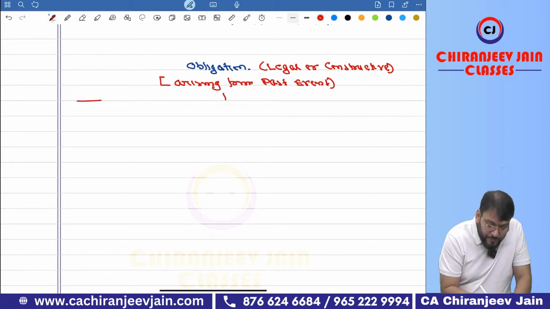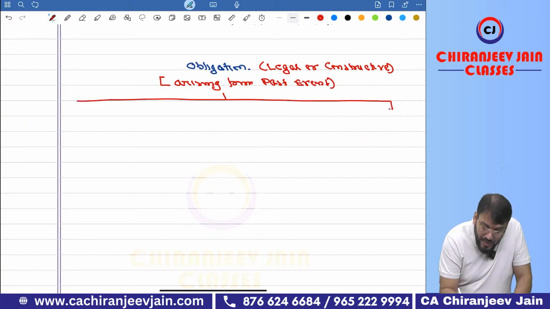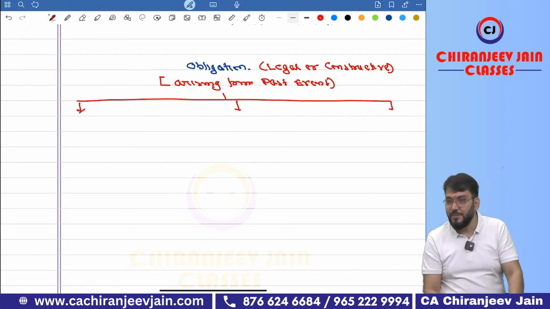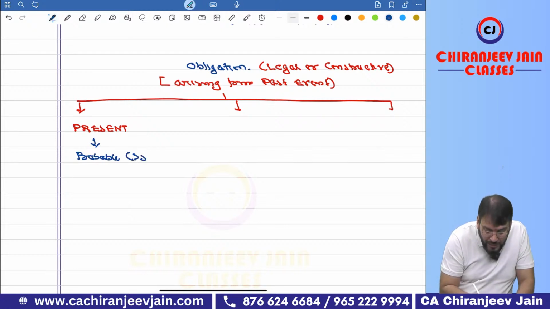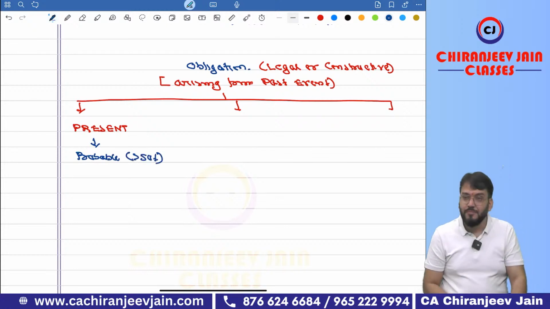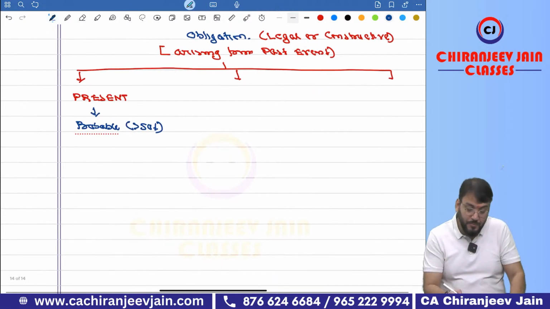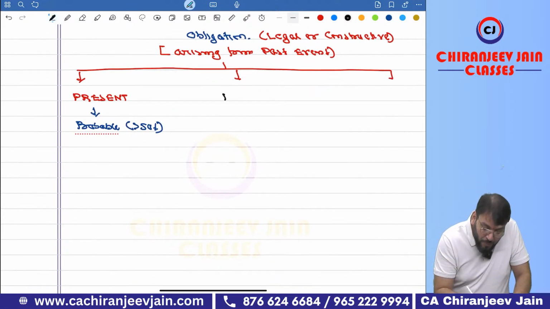Now this obligation, whether legal or constructive, is actually of three types. It can be a present obligation. Now you know present obligation means it is probable. Probable means chances are more than 50%. This we have already understood. Second, it can be a possible obligation also. And third, it is a remote obligation.